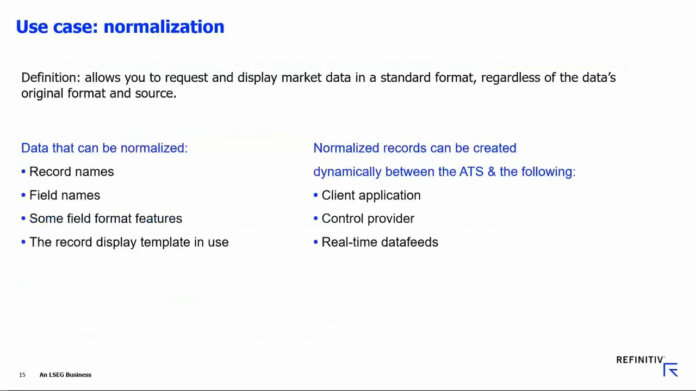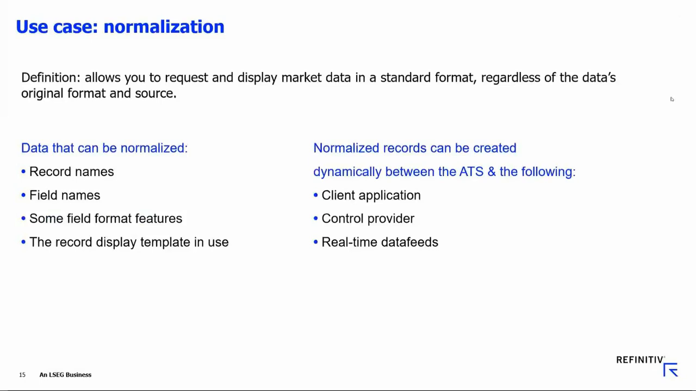So now I will discuss normalization. As I mentioned in the previous use case, normalization allows you to request and display market data in a standard format, regardless of the data's original format and source. For example, you can request records from different market data sources using a single standard naming system and display the data using a standard display template.